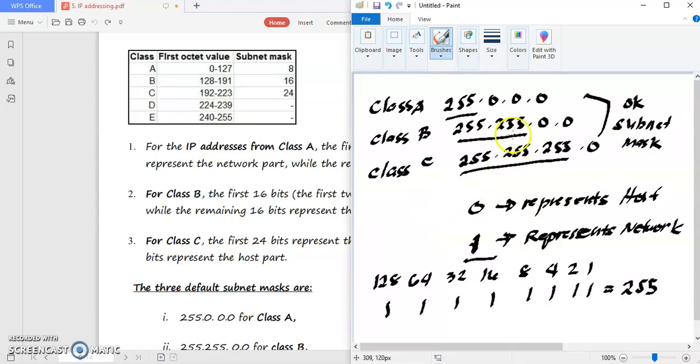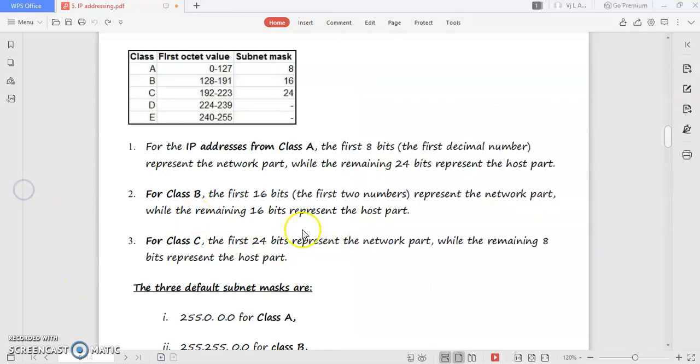Okay. So, the number of hosts that can be connected is from 0 to 255. What it can connect are the hosts. Okay? So, in class A, the network is the first 8 bits. In class B, 16. In class C, 24 bits.